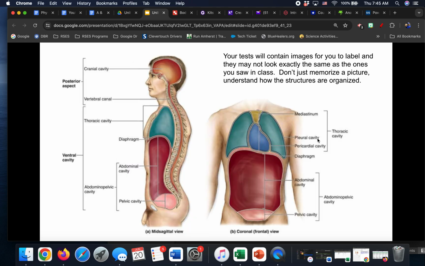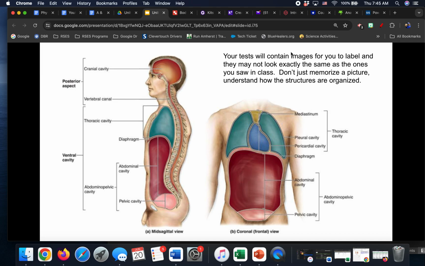Again, just different views. The key to remember is I can pick any picture I want for the test. So just memorizing the order of them is not going to help you necessarily. The smarter thing is to understand how the structures are organized. In other words, what's within the thoracic cavity? Where is the diaphragm located compared to it?